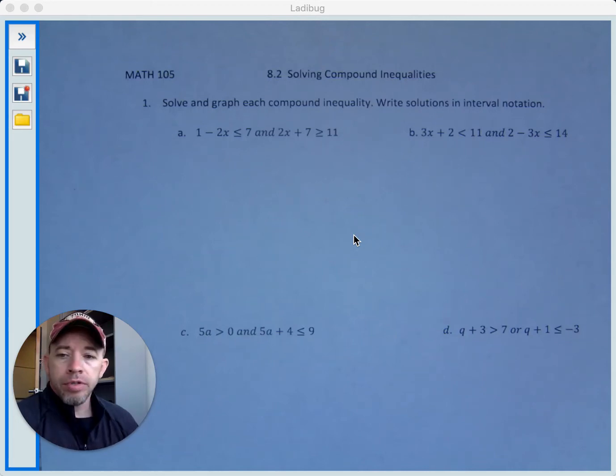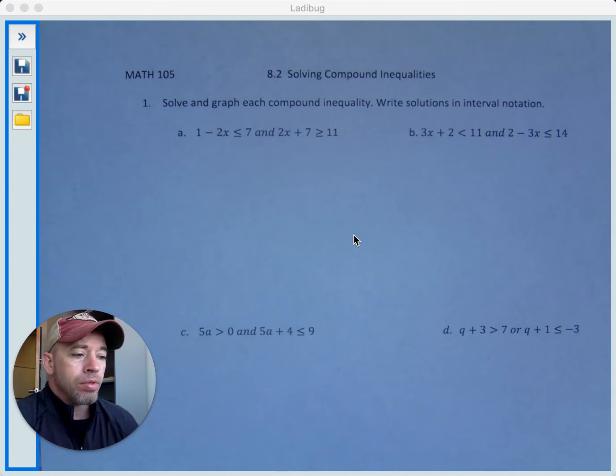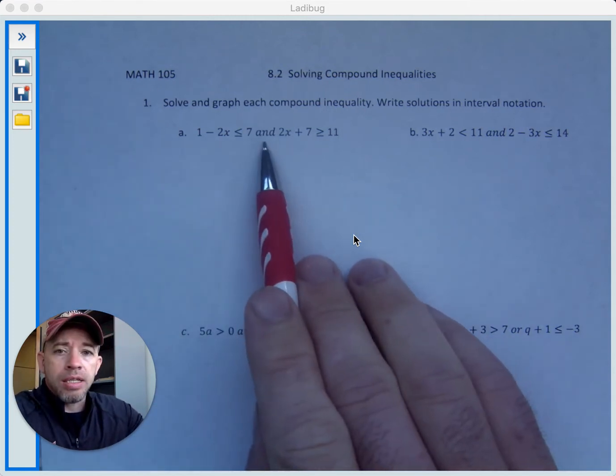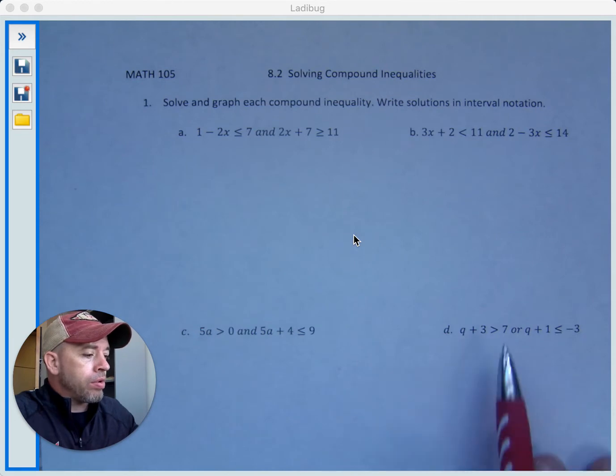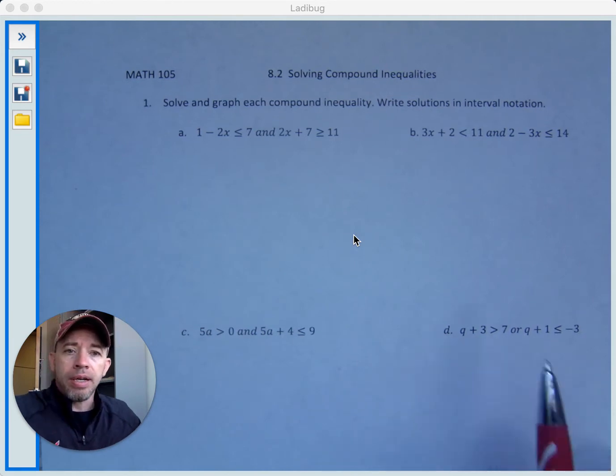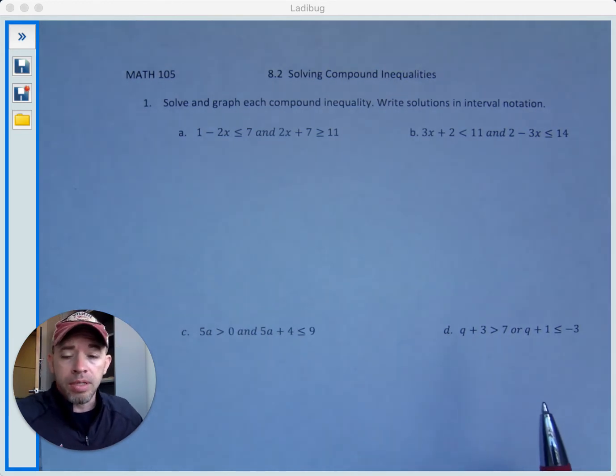Right, we're ready for section 8.2 on solving compound inequalities. These inequalities are kind of like two inequalities put together with some kind of connective. We'll see the word "and" and we'll also see the word "or" in some cases. And so we'll talk about how to deal with both of those words and what they mean mathematically.